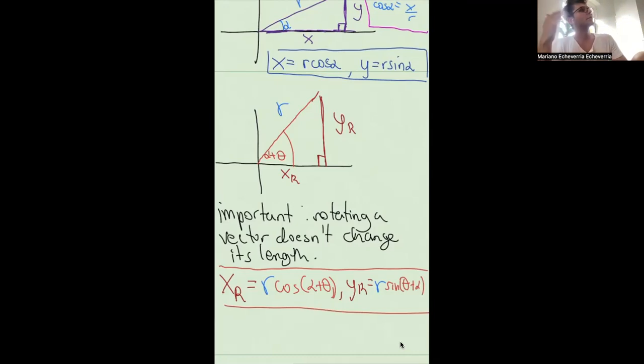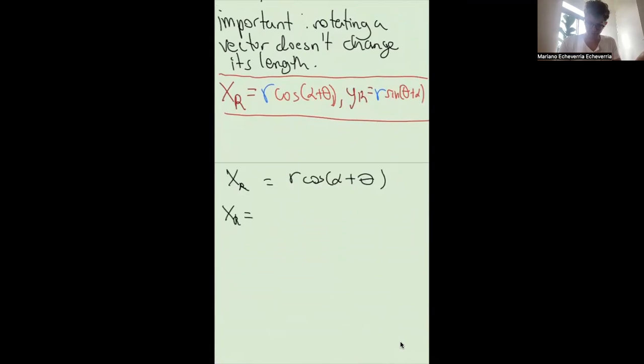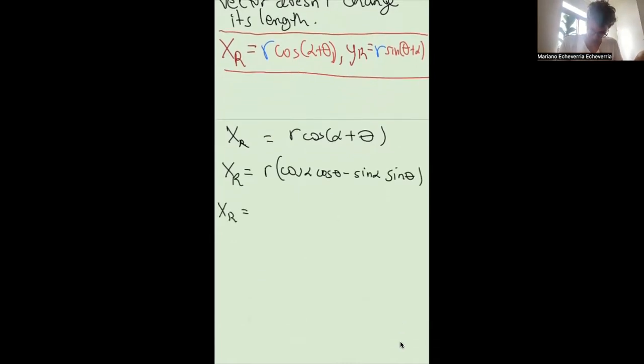And we're done. Now we just have to work out the formula a little. Let's start with x sub r. So x sub r is r cosine of alpha plus theta. This is one of those times where it's useful to remember the formula for the cosine of the sum of two angles: cosine of alpha cosine of theta minus sine of alpha sine of theta. It's easy to forget, but here it is quite convenient. So this becomes r cosine alpha cosine theta minus r sine alpha sine theta. Is that making sense so far?